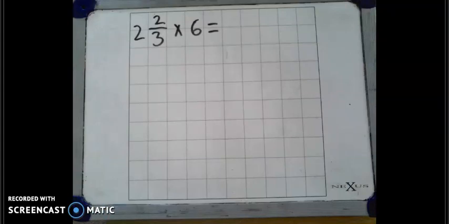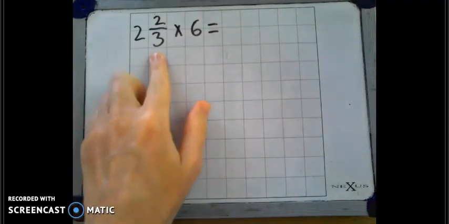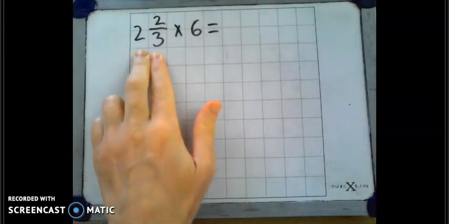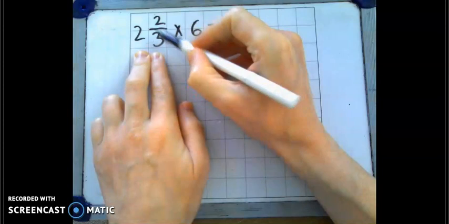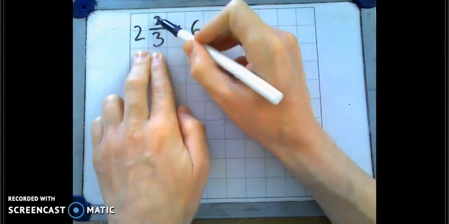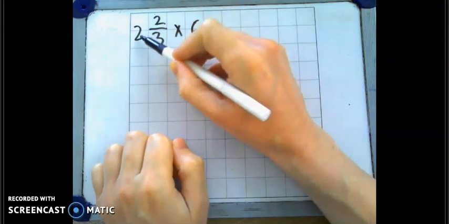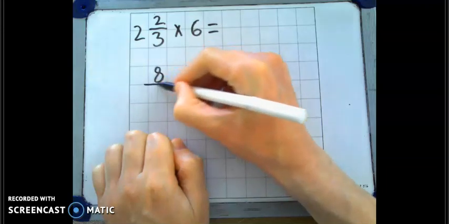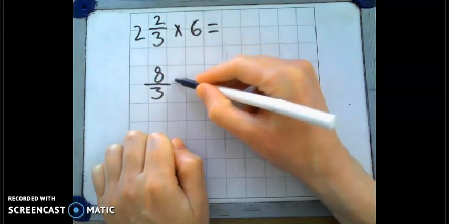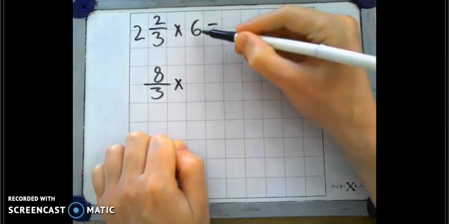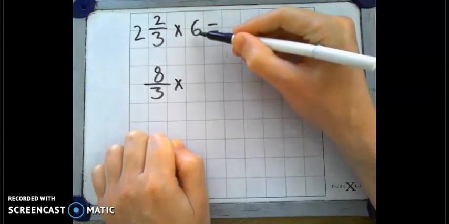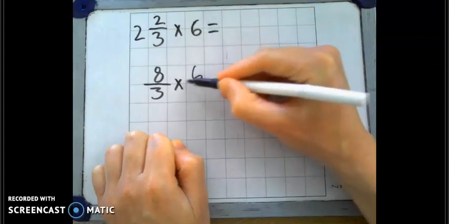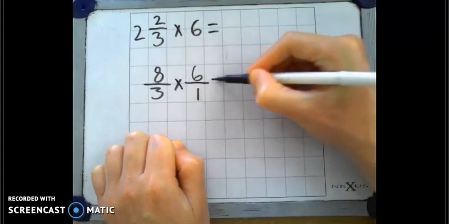Here's a second example. 2 2/3 multiplied by 6. Let's go through those steps again. Step 1. Turn this mixed number into an improper fraction by multiplying the denominator by the whole number and adding it to the numerator. 3 times 2 is 6. 6 plus 2 is 8. 8/3. The next step, we turn this whole number into a fraction. The whole number becomes the numerator over a denominator of 1.